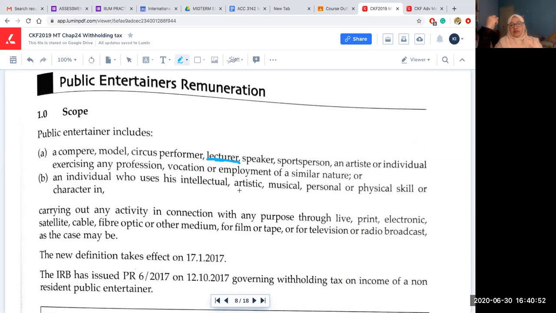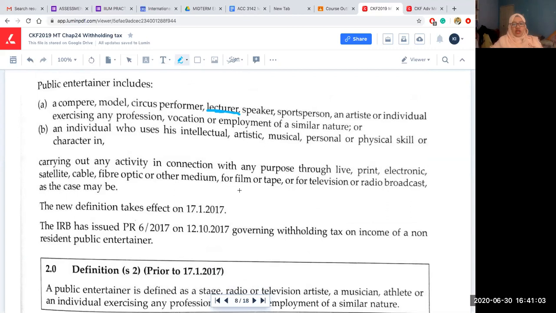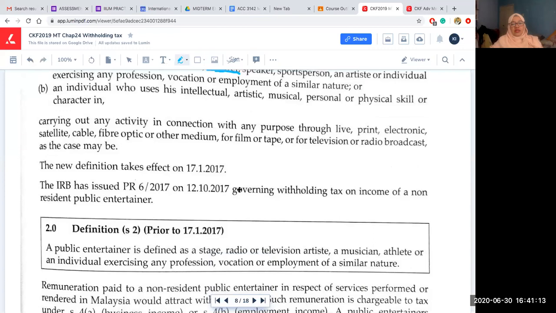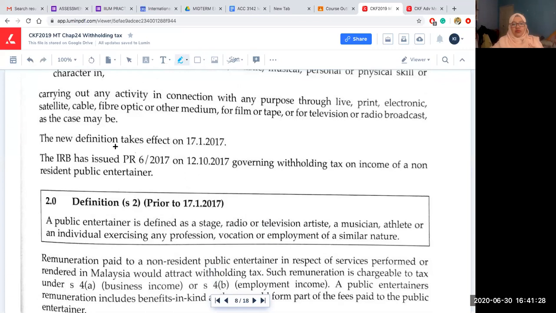And then you have speaker, spokesperson, artist, individual exercising any profession, vocation, employment of similar nature, or an individual who uses intellectual, artistic, musical, personal, physical skill or character in carrying out any activity in connection with the purpose of live, true live, print, electronic. So my YouTube definitely counts. Right, cable, fiber optic or other medium, for film or tape, for TV or radio broadcast, as the case may be. The definition takes effect from 2017.